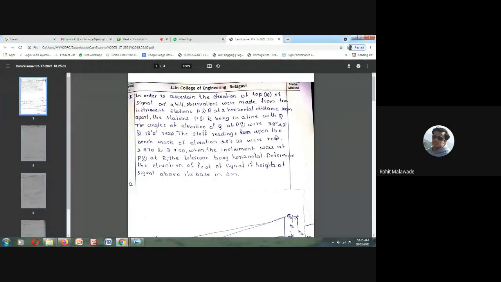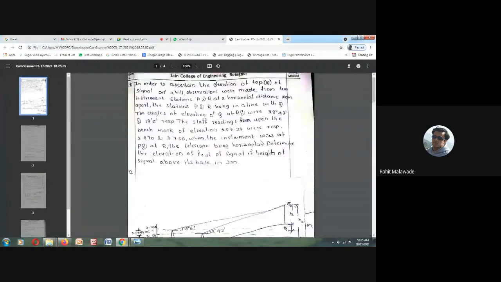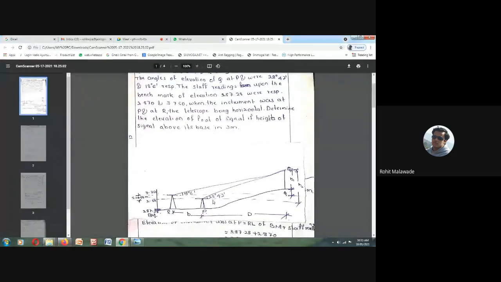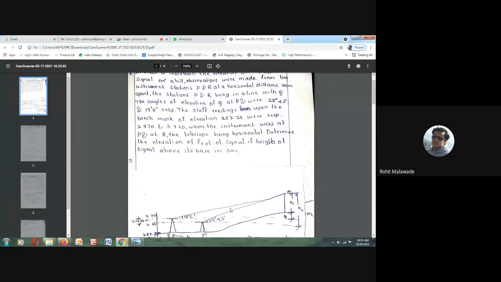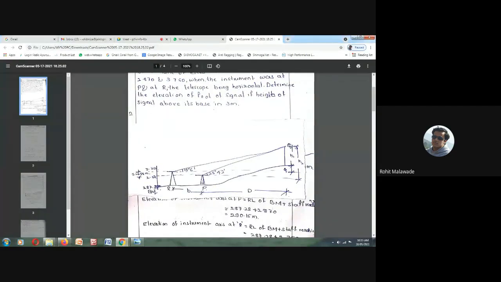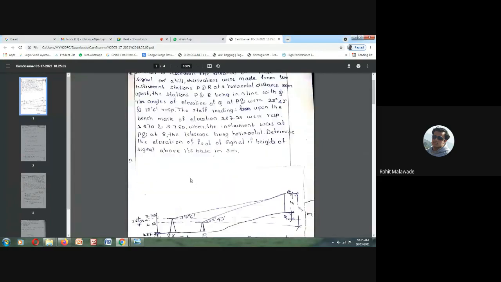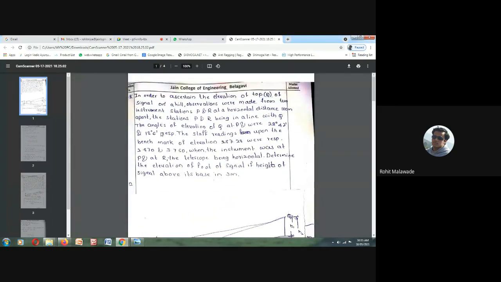So at P, the angle of elevation is 28 degree 42 minutes. When you look from P, the angle of elevation is 28 degree 42 minutes. And when you look from R to Q, the angle of elevation is 18 degree 6 minutes.